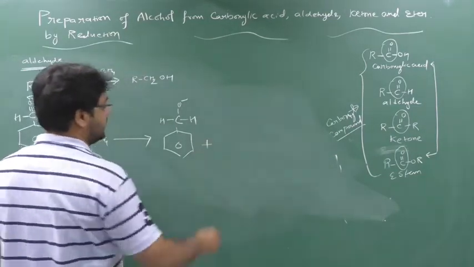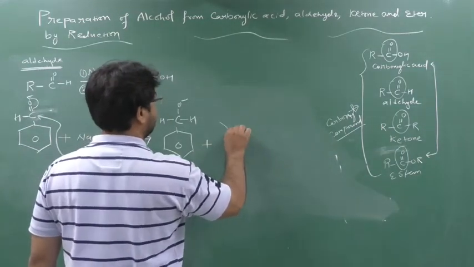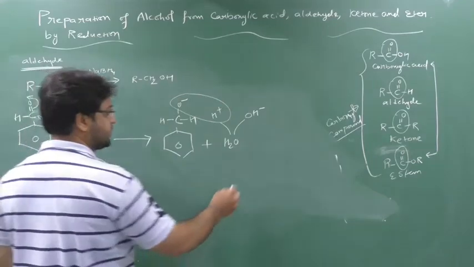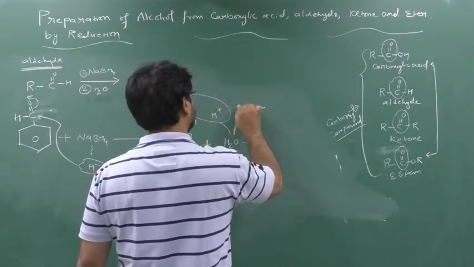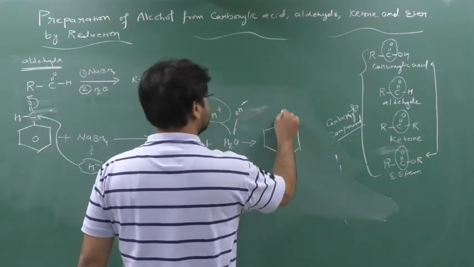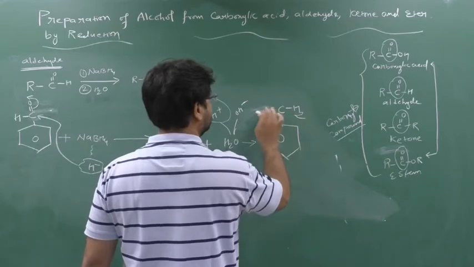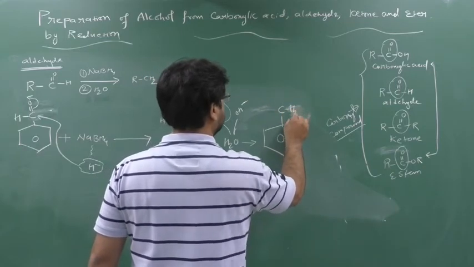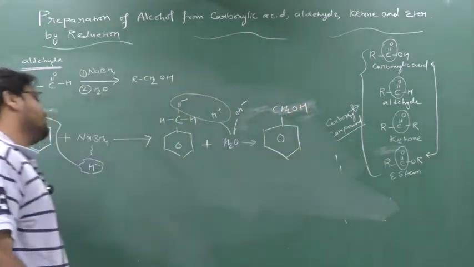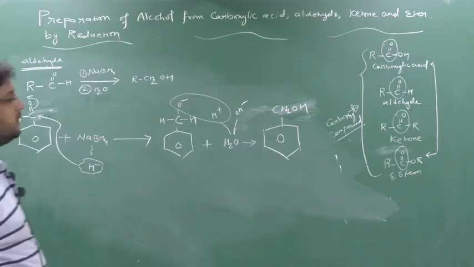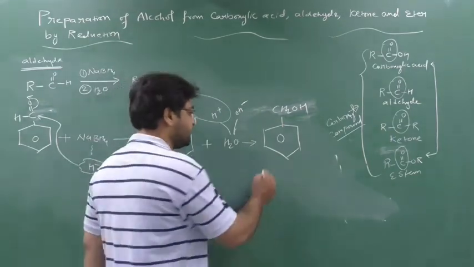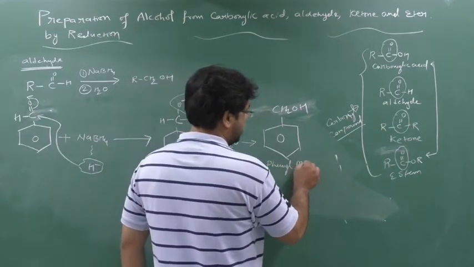Now what will I do? I will react with water. So water will split into H plus and OH minus. So this O minus and H plus will react and form what? It will form CH2OH, or I can write it like this also, CH2OH. So what is this? This is phenyl methanol. Yes or no? Phenyl methanol, you know this name. This is known as phenyl methanol.